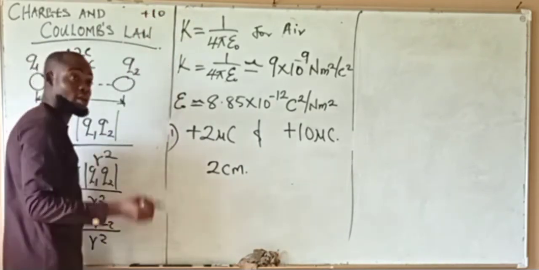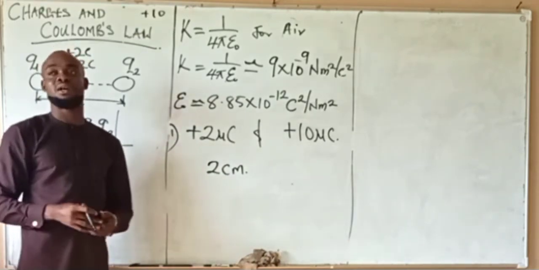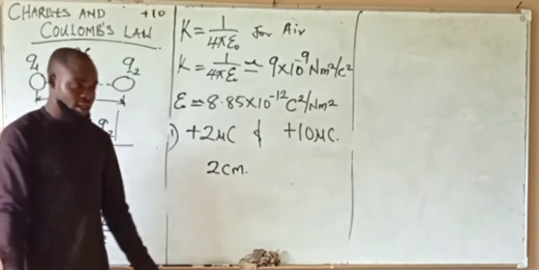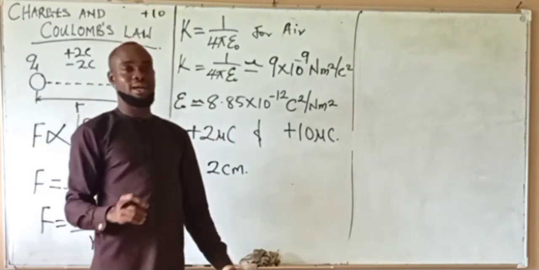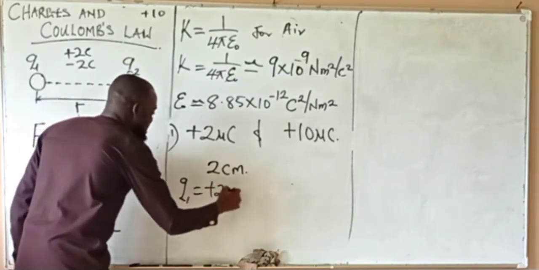It's a positive number. Most numbers don't have signs with them. They are positive. Assume them to be positive. But numbers that have a negative sign with them are negative. They are always negative. A negative number will always carry that negative sign. So this number is a negative number. Take note of that. So we have Q1 to be plus 2 microcoulomb.